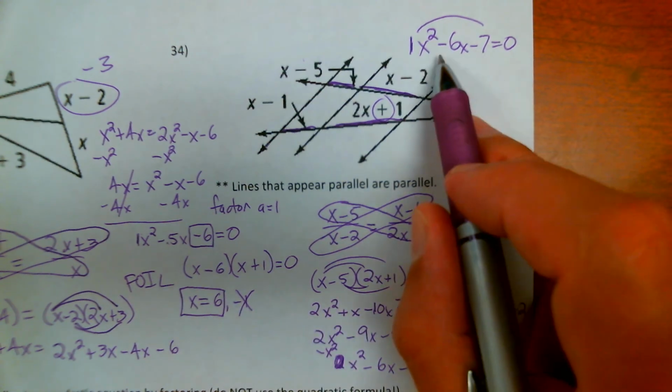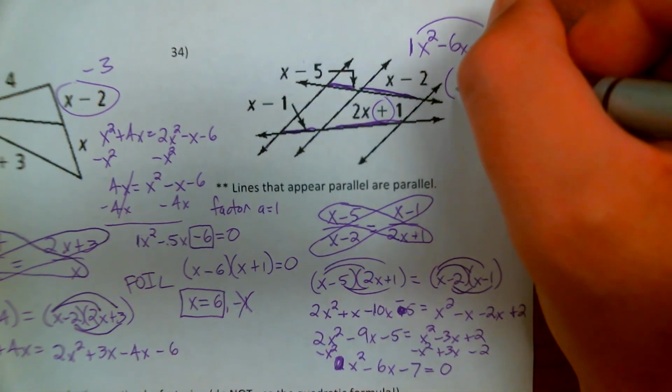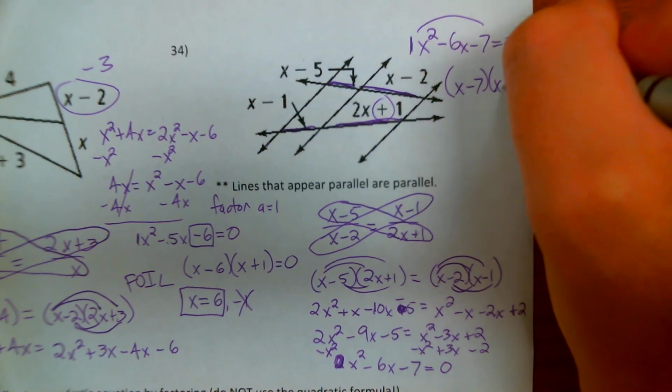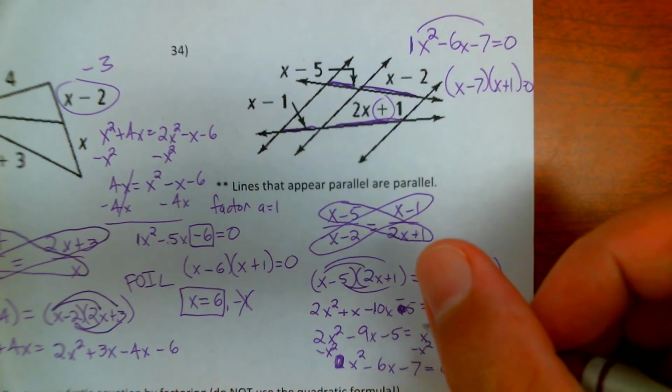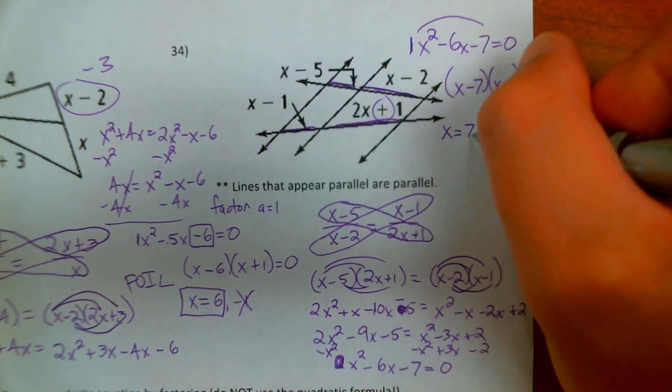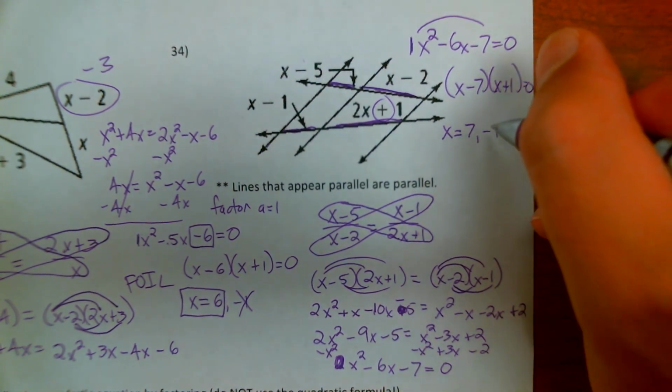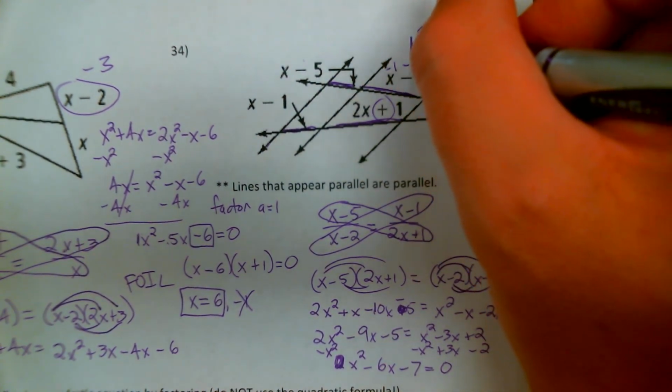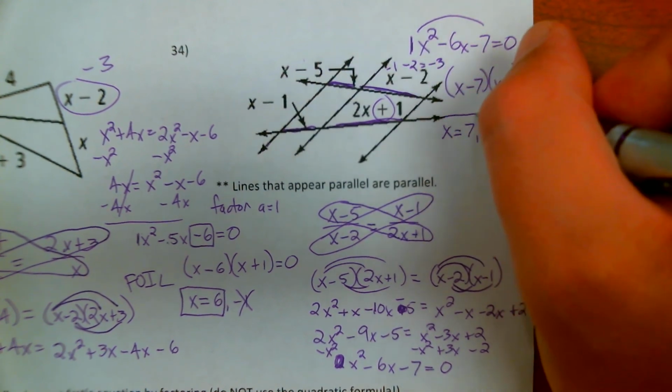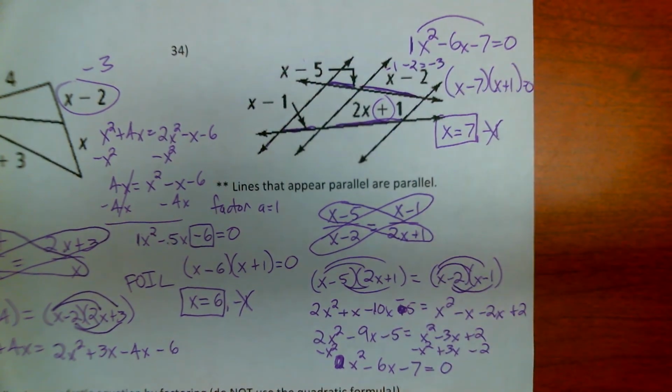What are the factors of negative 7 that add to negative 6? That is going to be a negative 7 and a positive 1. And I flippy flip, I get x is equal to 7 and negative 1. Once again, negative 1 doesn't work. Negative 1 minus 2 is negative 3. So the only answer that works is 7.